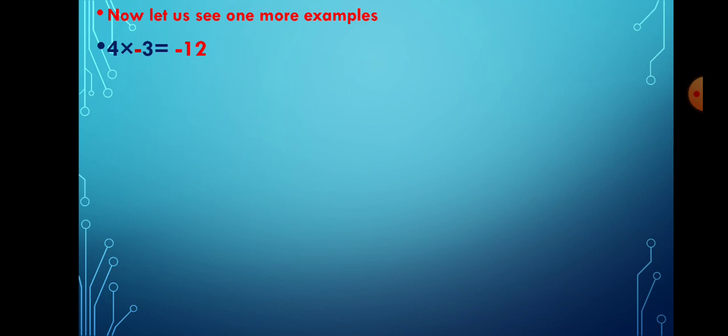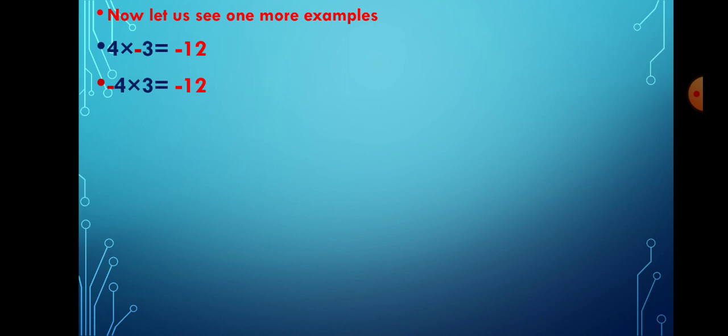Think once. Okay, 4 is a positive integer, minus 3 is a negative integer. Why? In front of 4 there is no sign, either plus or minus, so we always take it as a plus symbol. So plus 4 is a positive integer, minus 3 is a negative integer. One is plus, another is minus. The product of plus into minus is always negative. So that's why in the answer we have minus.